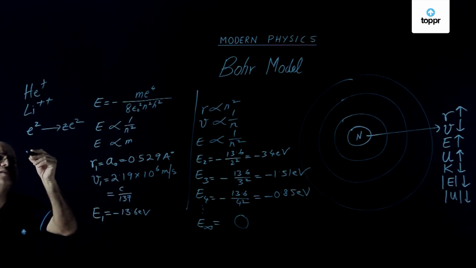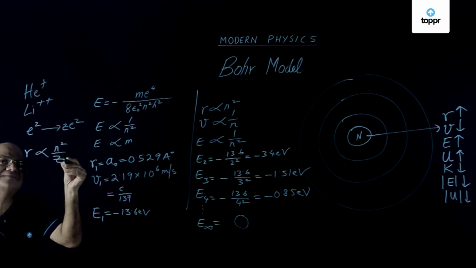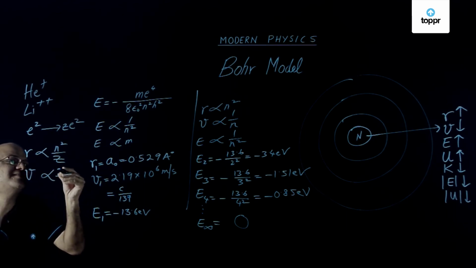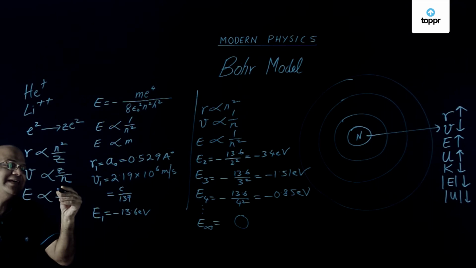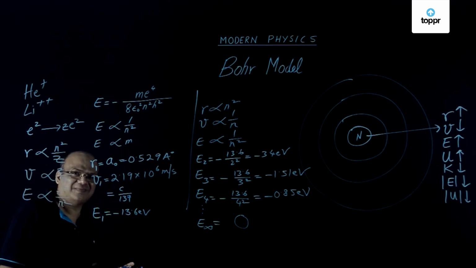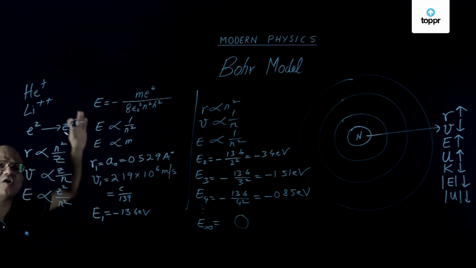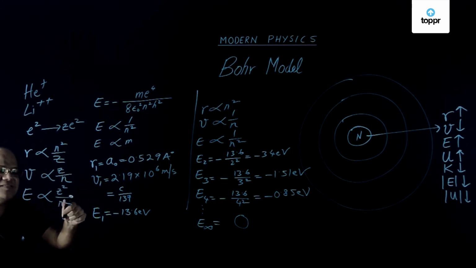The radius now becomes proportional to n squared by Z. The velocity becomes proportional to Z by n. And the energy is proportional to Z squared by n squared. How will you remember this? First thing you remember is that n and Z come on opposite sides of the numerator and denominator. See, n is upstairs, Z is downstairs. Z is upstairs, n is downstairs. So they are on opposite sides.